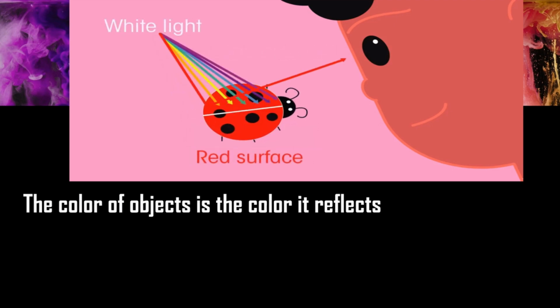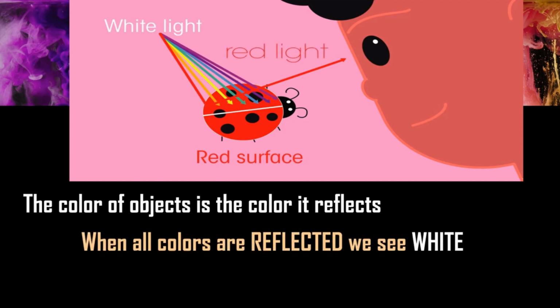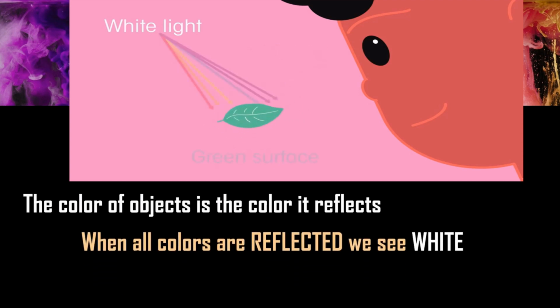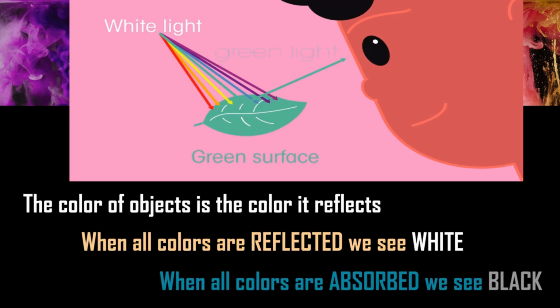A red object absorbs all the wavelengths except red, which is reflected. And a green object absorbs all the wavelengths except green, which is reflected.